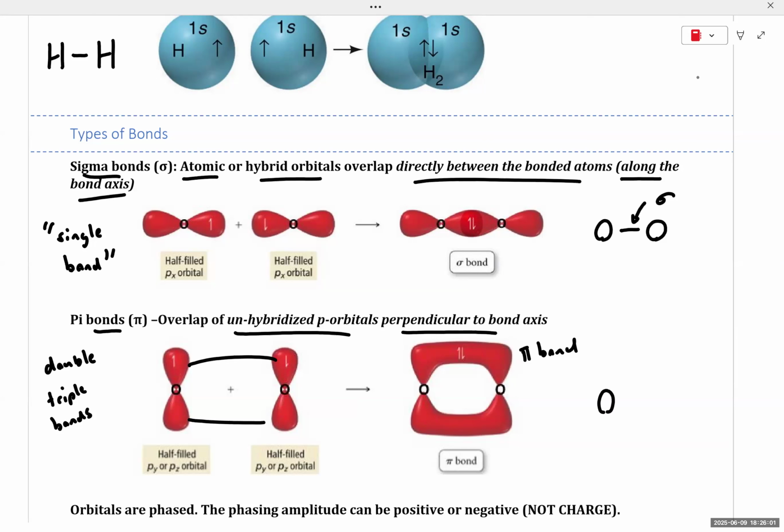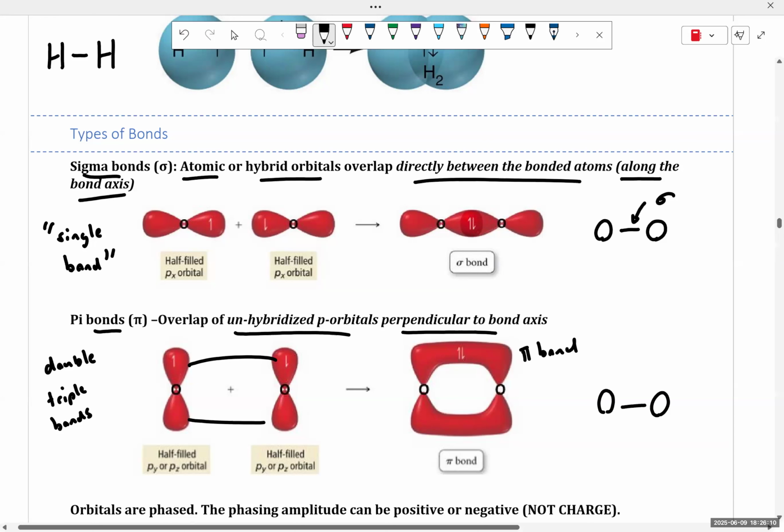Looking at this oxygen-oxygen bond, we have our sigma bond as one of the bonds formed between the two oxygen atoms. And then we have our pi bond. So we have our pi bond, which constitutes the double bond shared between the two oxygen atoms, and the sigma bond represents the single bond shared between the two oxygen atoms.